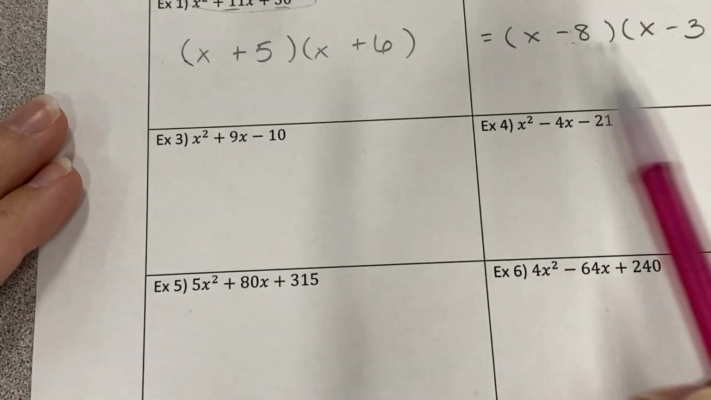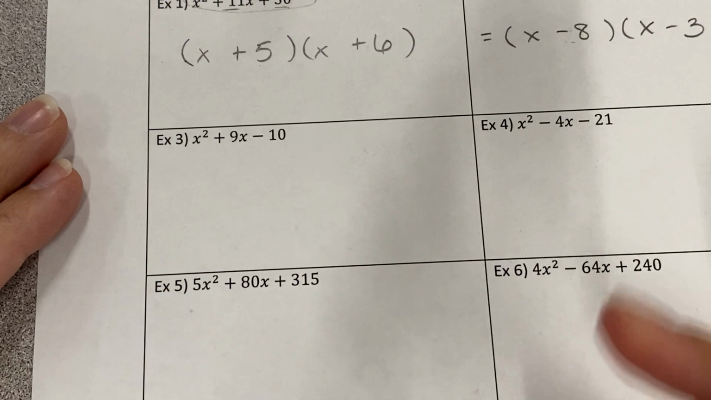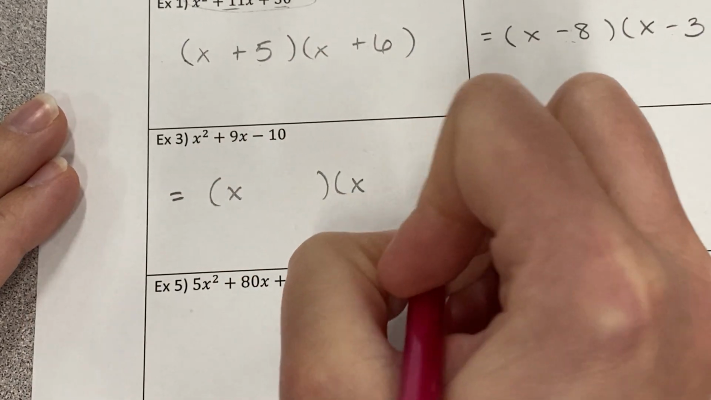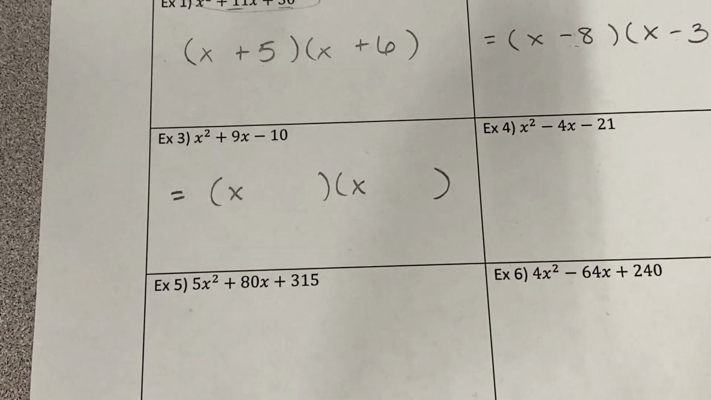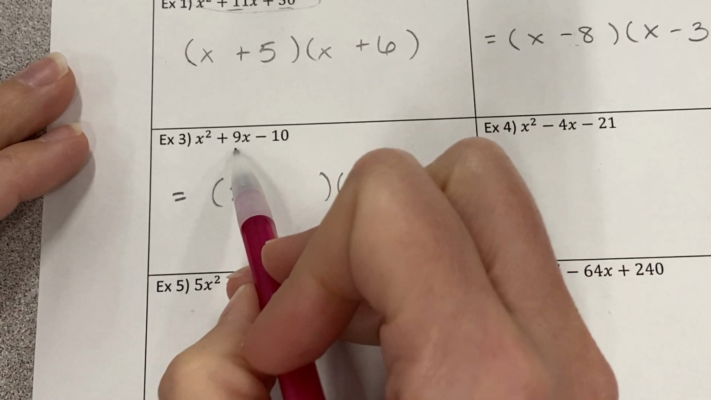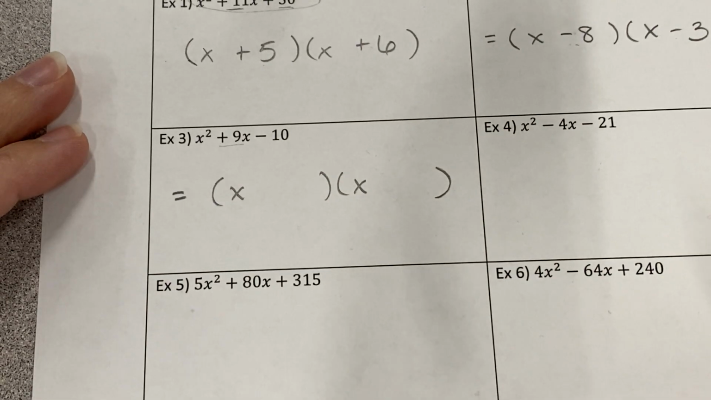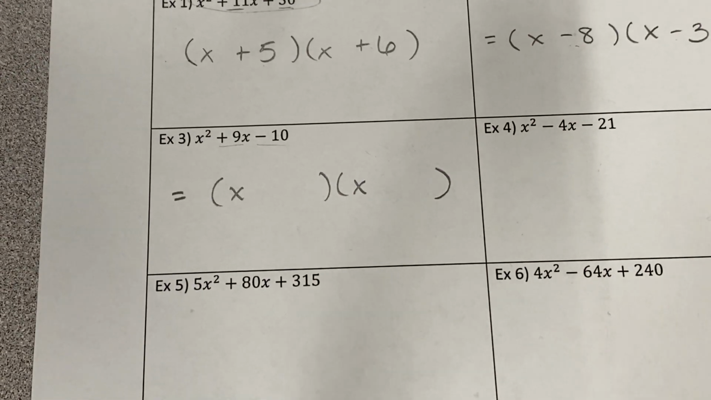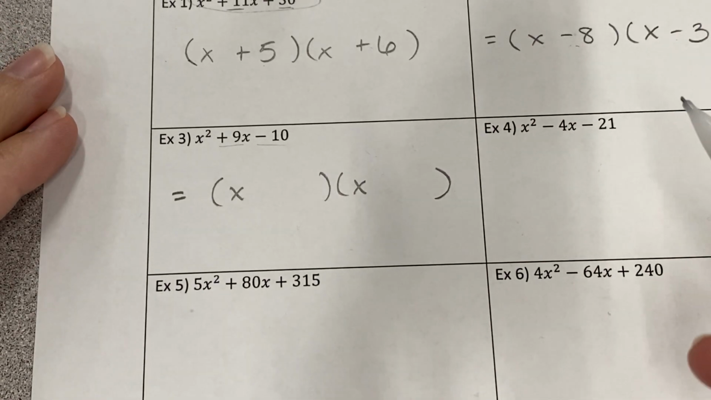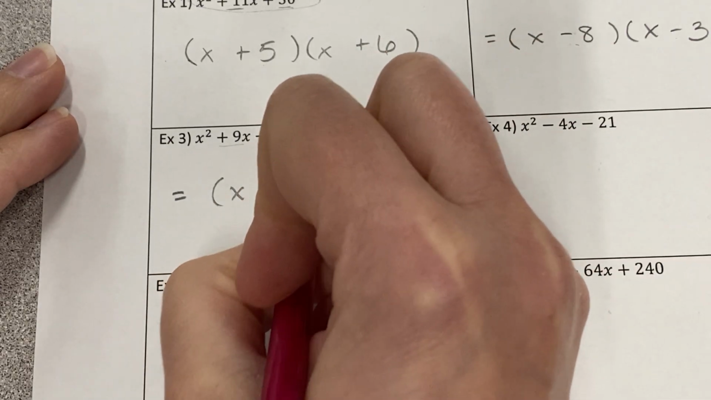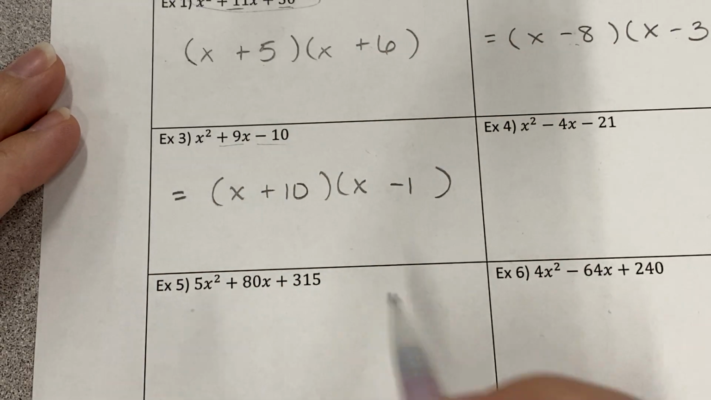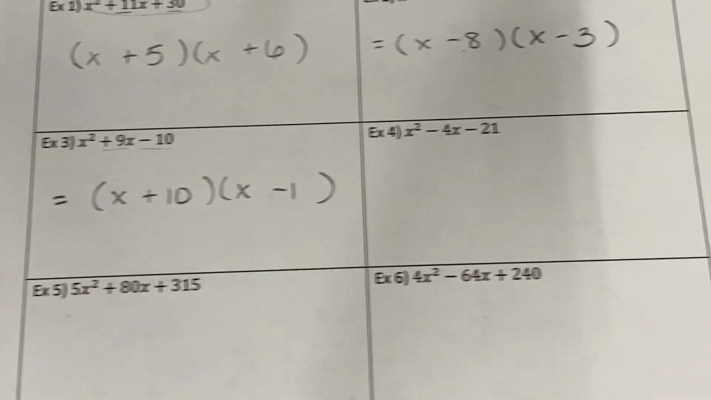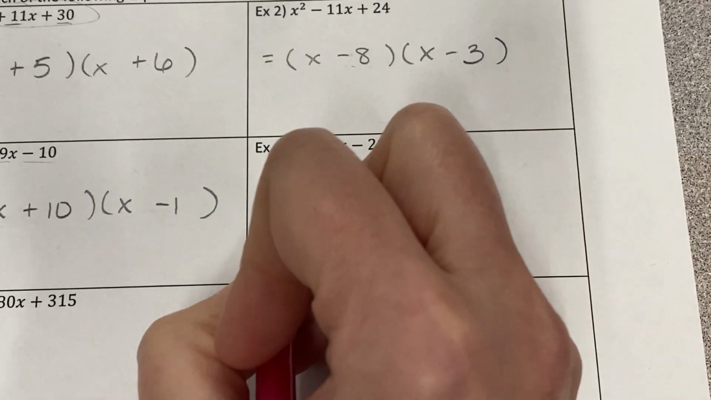Example 3. GCF? No. Let's set it up. Now, if you need a little more time to think, you can always pause me. So we need two numbers that when we add them, we get positive 9, and when we multiply them, we get negative 10. Pause me if you need some more time to think about it. And those two numbers are positive 10 and negative 1. Again, if you switch them, this would be negative 1, and that would be positive 10. Totally fine.